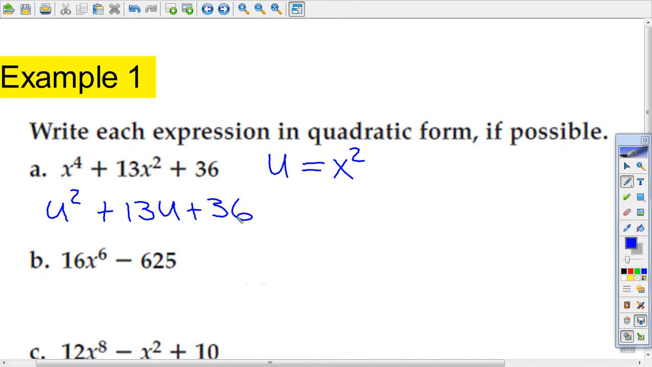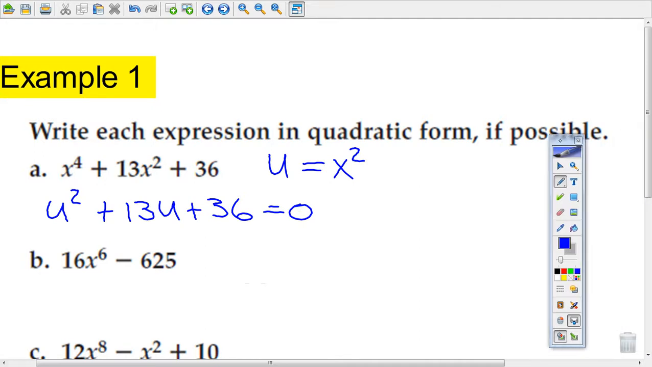And if this was an equation and it had an equal 0 at the end, I might be able to factor it and solve for u. Or I could use the quadratic formula and solve for u. Or I could complete the square, right? And once I do that, I can figure out what x squared is, and then I can figure out what x is. So that's how you write something in quadratic form. You have to use this u substitution.